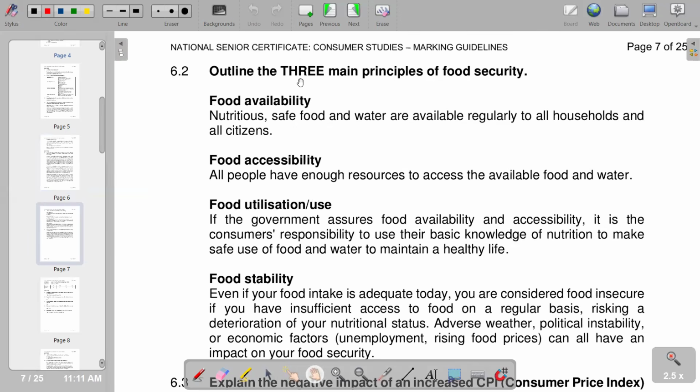Then on 6.2, you have to outline the main principles of food security. We've got food availability, food accessibility, food utilization or use, and food stability.